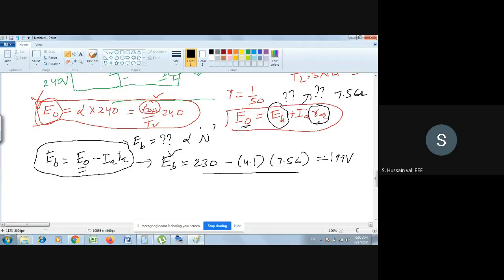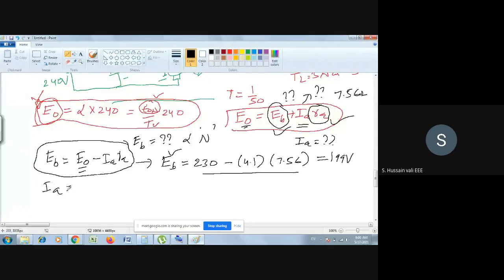So it means out of these three, RA we know, EB also we know. What is the only thing which we don't know? IA. If we find out IA, all three we know, then we get E naught here, and then we substitute E naught in the T equation. That's the logic. So at the end we have to find out what is IA.